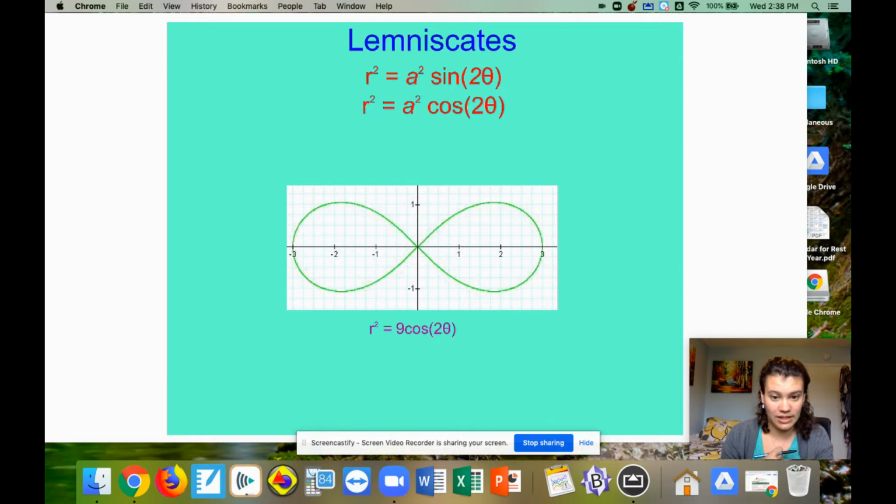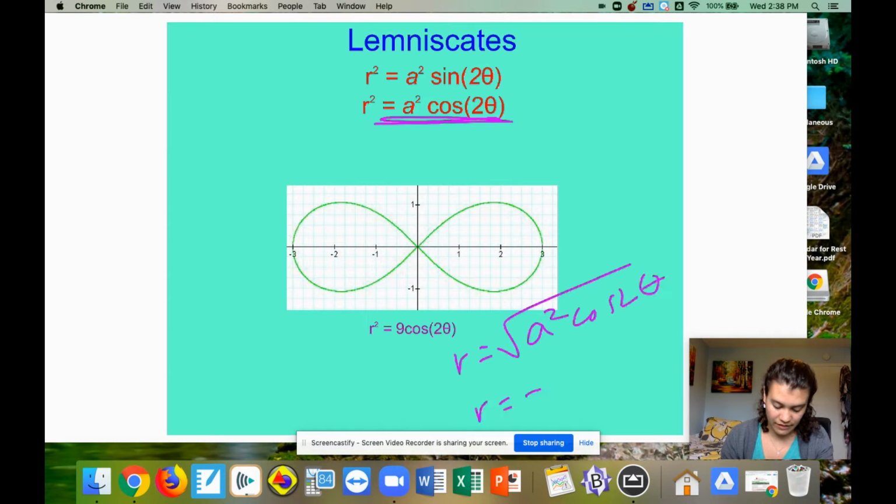Lemniscates look like this. Coming from an r squared, it looks like an infinity sign. If you're going to graph this, you need to have r equals the square root of a squared cosine 2 theta, and then the square root of negative a squared cosine of 2 theta, just because you can't put an r squared into your calculator.